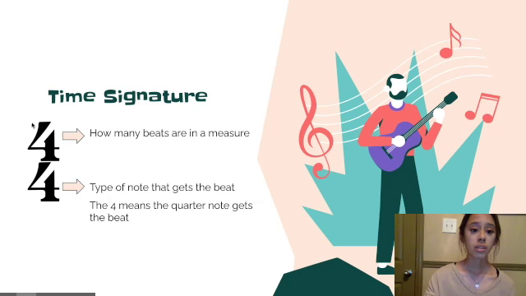So if you had a 3, say there's a 3 up here, that would mean there's 3 beats in the measure. And if you still had that 4, that would mean that the quarter note would still get the beat. So you would have about 3 quarter notes in your measure if you wanted.